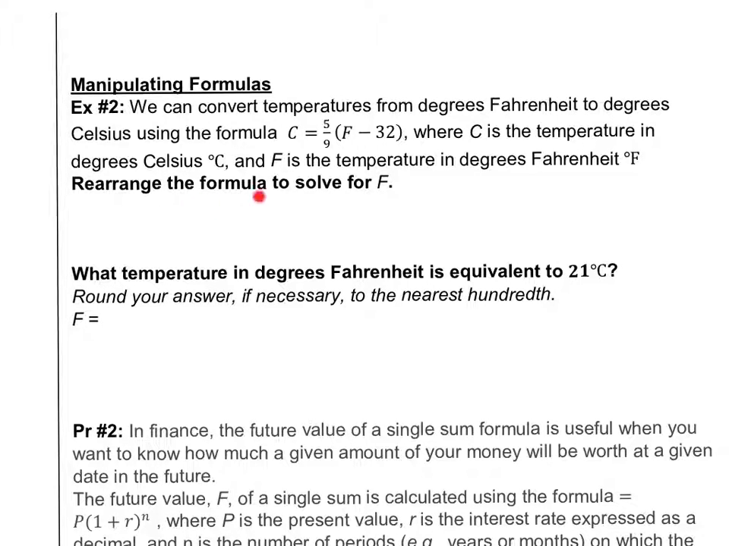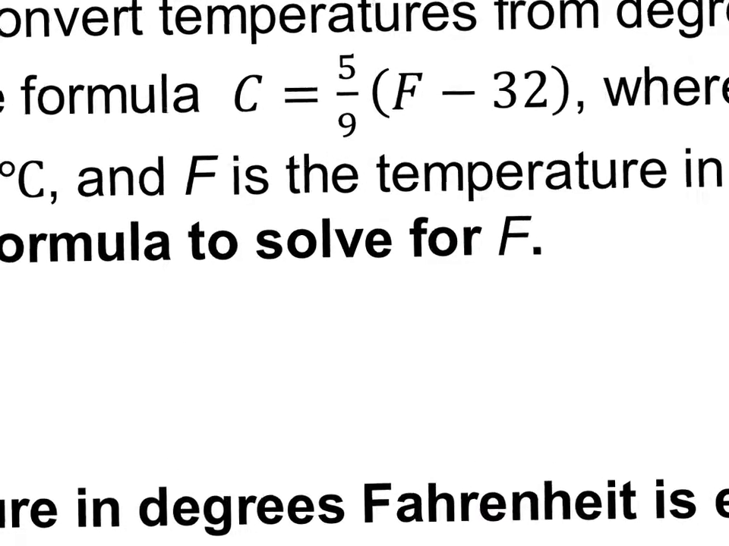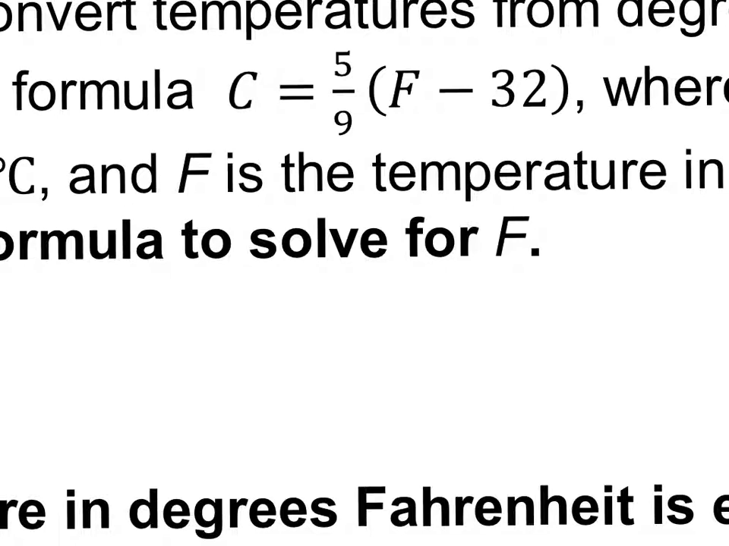So it says rearrange the formula to solve for F. So we're going to take this formula and we're going to rearrange it to solve for F. So let's go ahead and do that. I'm going to zoom in here. So let's just start by rewriting this whole formula. I got C equals 5/9 (F minus 32). Now remember, I'm trying to solve for F. So let's just highlight that. I'm trying to solve for F.